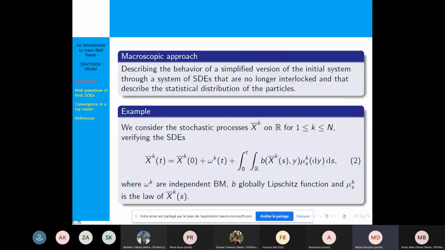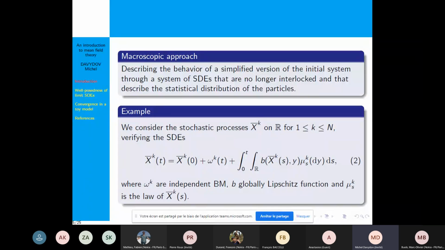The most classical scaling, which is what I call the macroscopic approach, is to describe the statistical distribution of the particles. That is to consider that you have an infinite number of particles that interact in a weak fashion with one another. So you still have a symmetry that was present in the previous equations. But the idea is to consider that one of the parameters goes to infinity, so we don't have to bother about it in some sense whatsoever.